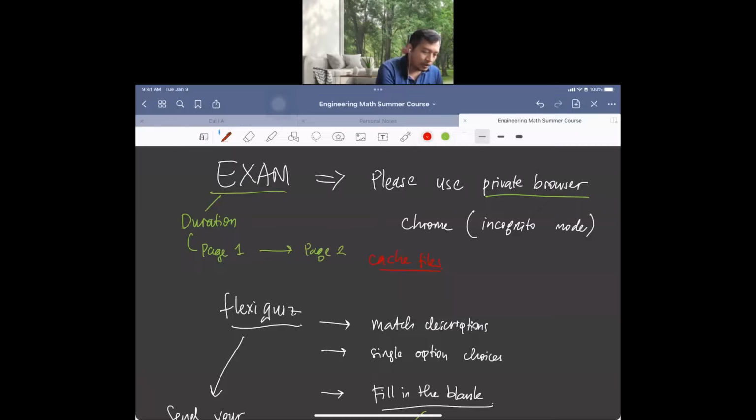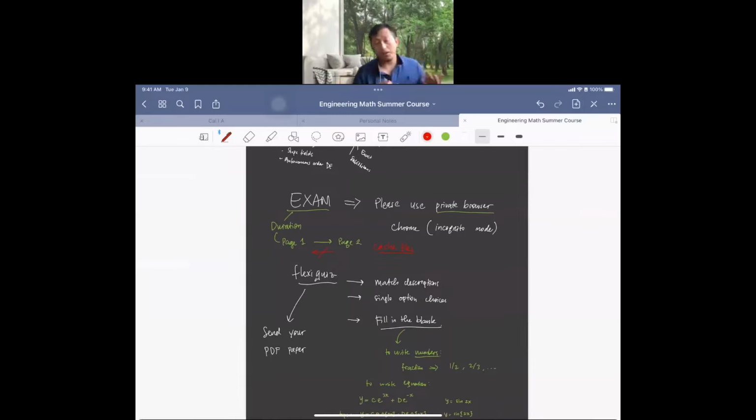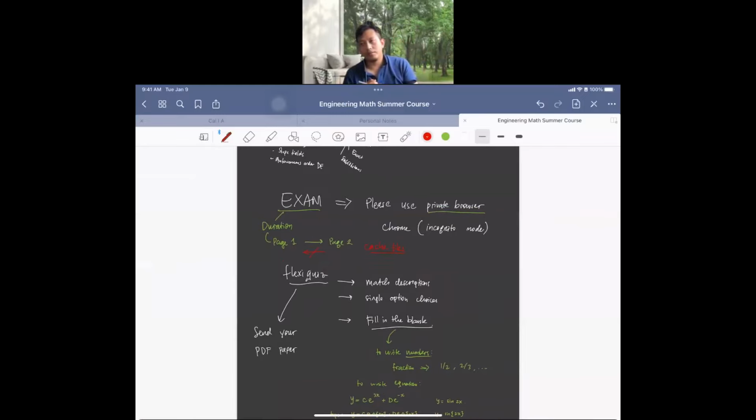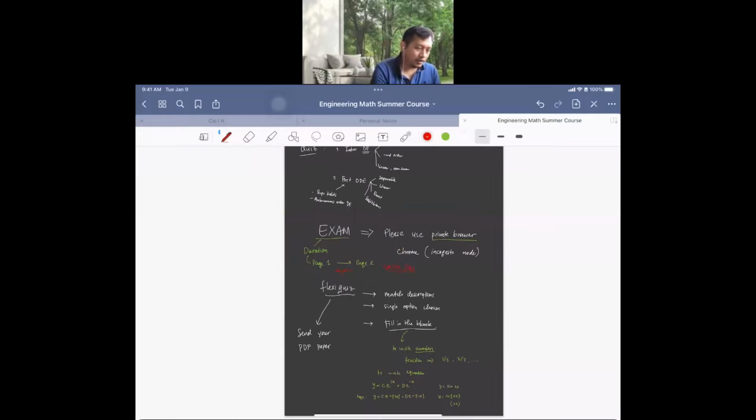When you want to go back to page 1, you cannot go back. So everything on page 1, submit, and then page 2. Anyway, the quiz itself, you may work the quiz. For the quiz, let me write here.